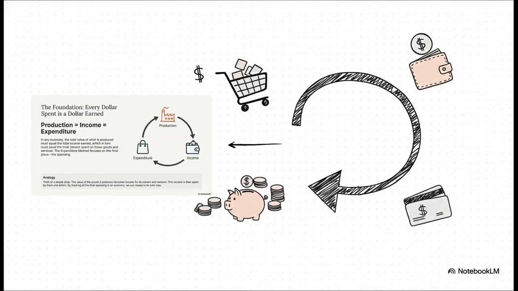Now, this is it. This is the heart of the whole thing. In any economy, you've got this constant circular flow. Whatever is produced generates income for somebody, and that income gets spent on other stuff. Production equals income equals spending. They're all two sides of the same coin. So to figure out how healthy the economy is, we're going to focus on that last part, the total spending.